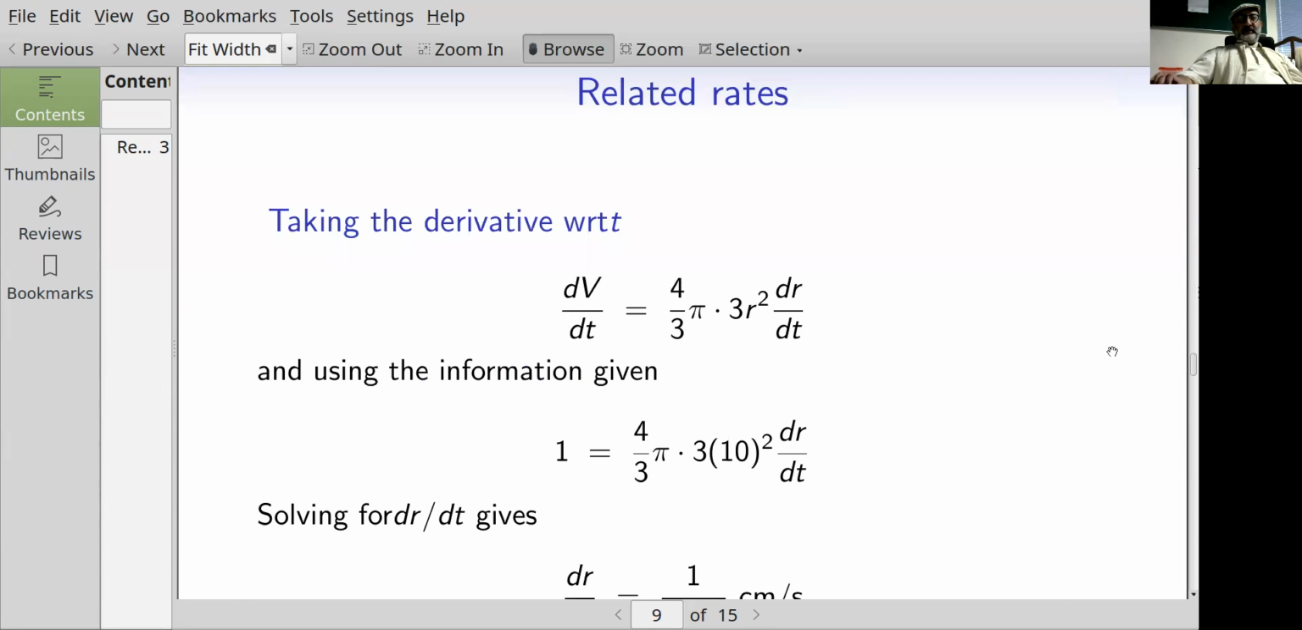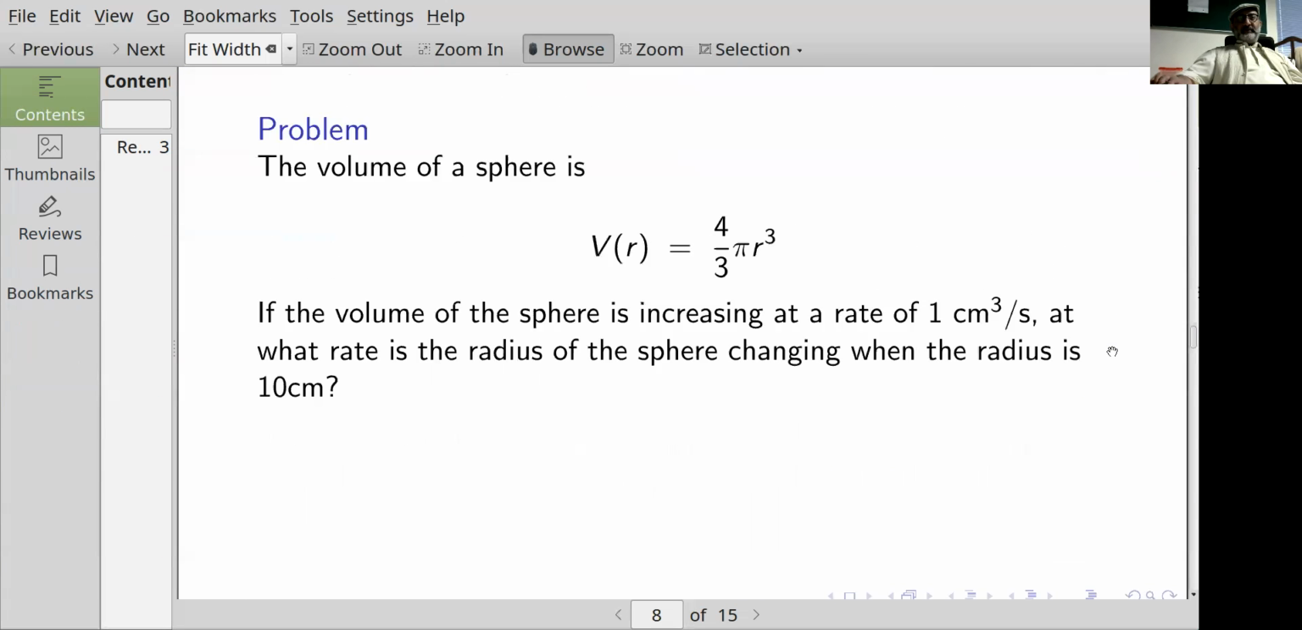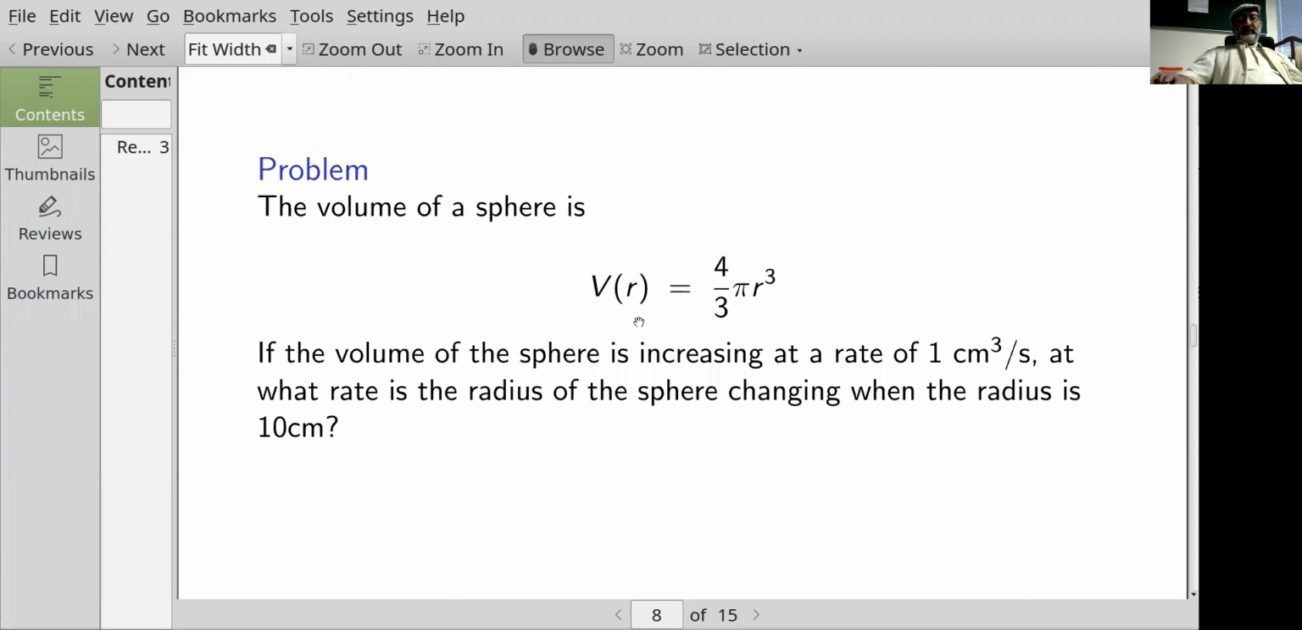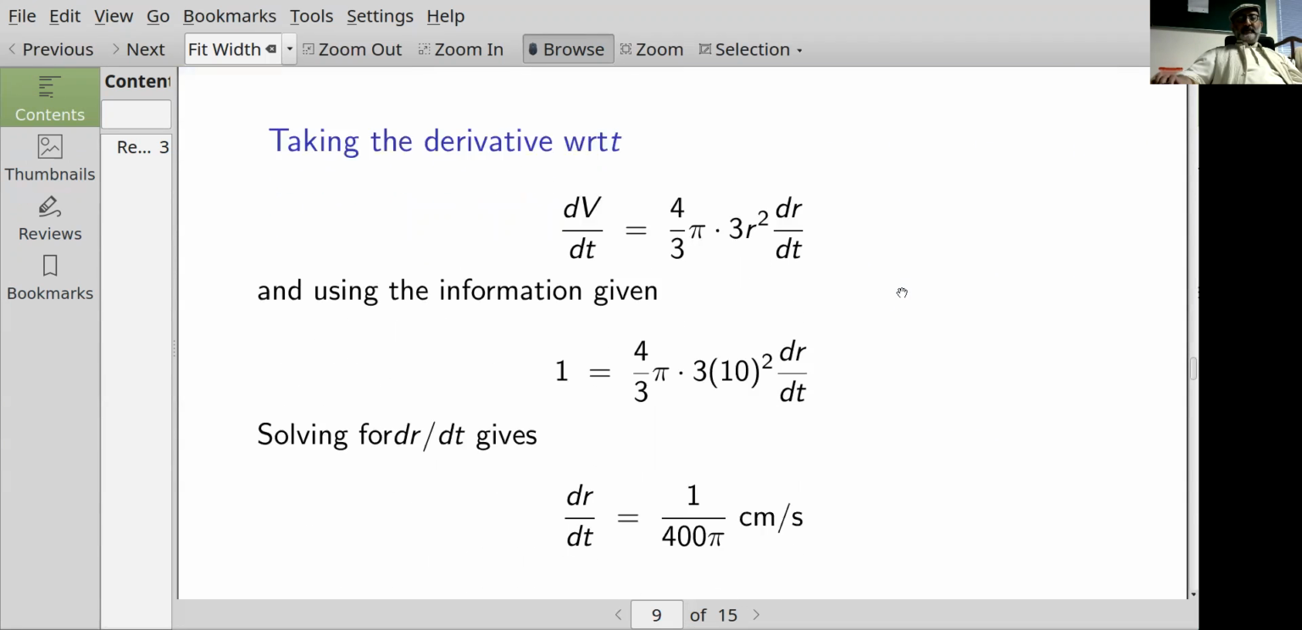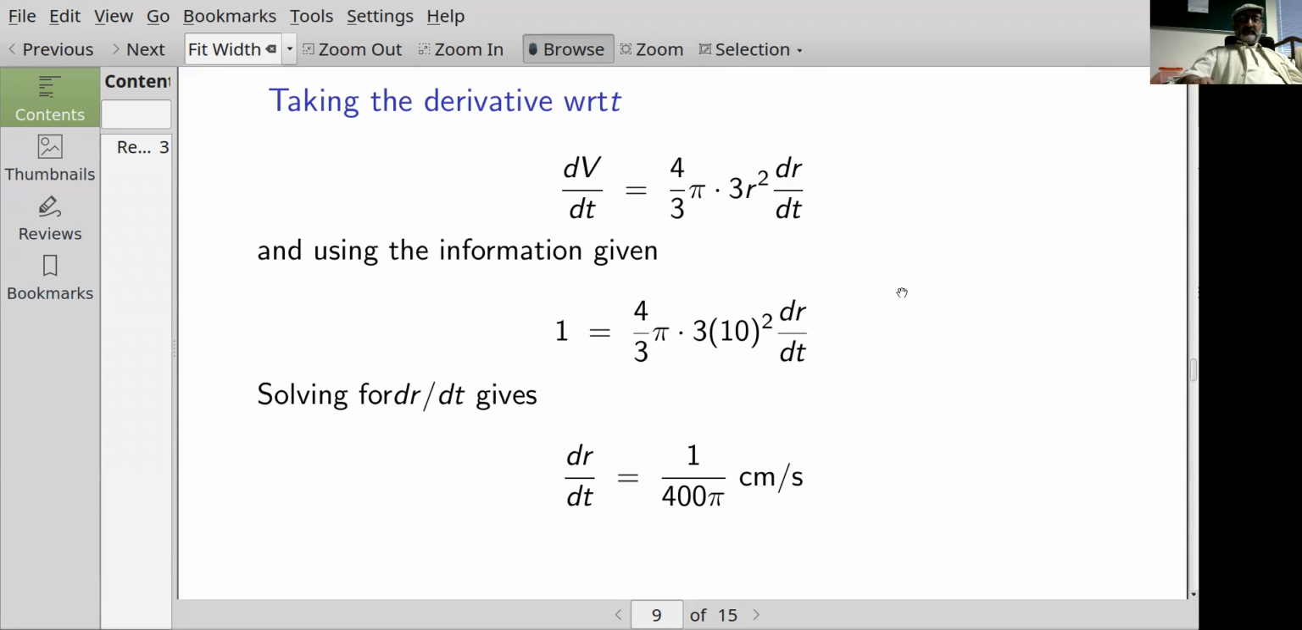So once again, if I take the derivative with respect to t of this expression, dV by dt is the derivative of 4/3 pi r cubed with respect to r times, r was a function of t, times dr by dt. Okay, so dV by dt is 4/3 pi times 3r squared times dr by dt, the inner derivative.